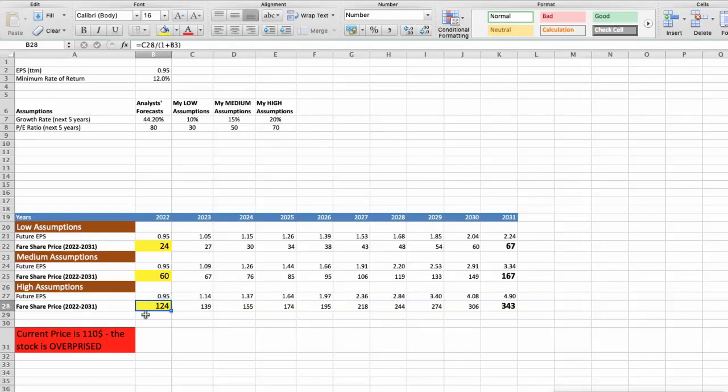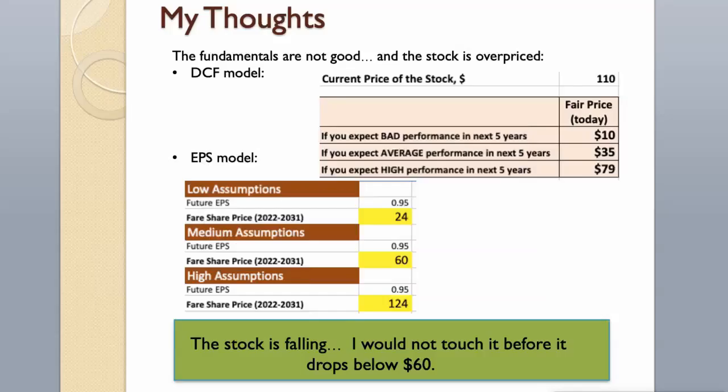As you can see, today the stock is overvalued, $110, if we expect Block's high performance in future. The fundamentals are not good. And the stock is overpriced. Also, the stock is very bearish at the moment. Stay away from the stock. I would not touch it before it drops below $60.